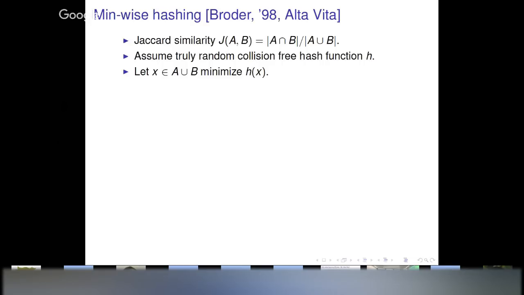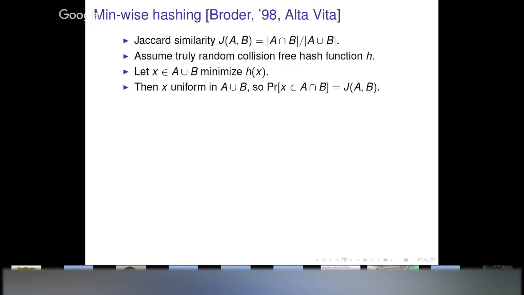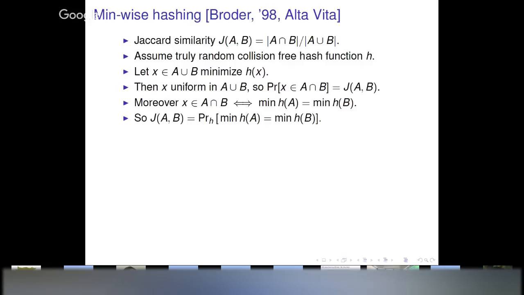So we look at some element x from the union that minimizes this hash function. When x is uniform in the union, then the probability that it is in the intersection is exactly the Jaccard similarity, because it's just a uniform element, right? And also, x is in the intersection if and only if both sets have the same smallest hash value. Because if the smallest hash value was in only one of the sets, then that set would have had a smaller hash value. Okay, so these are the basic observations that Broder used.